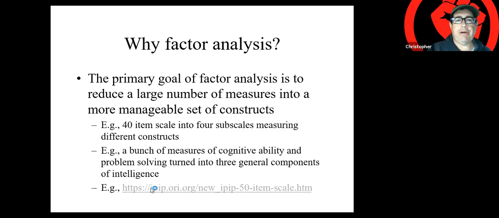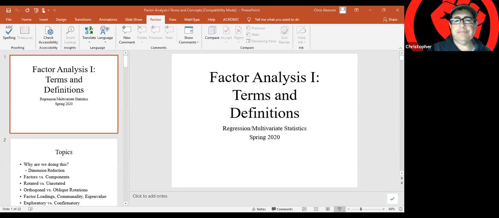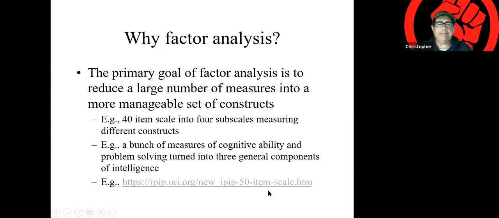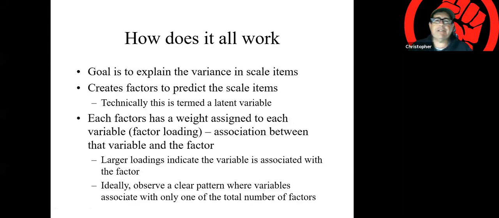To go back to the PowerPoint. There we go. All right, so how does factor analysis work?